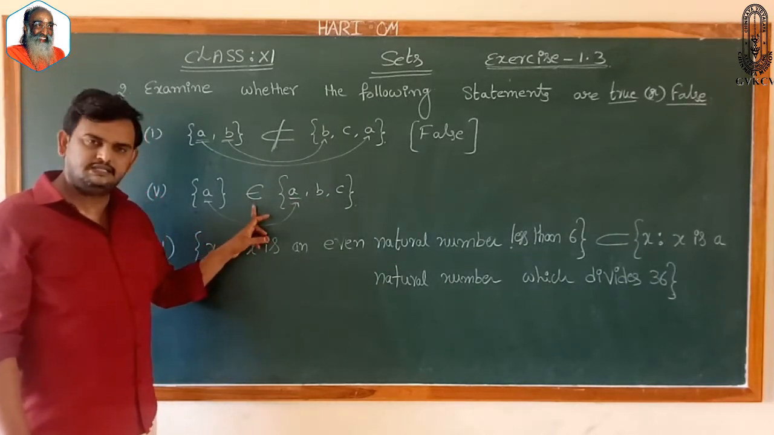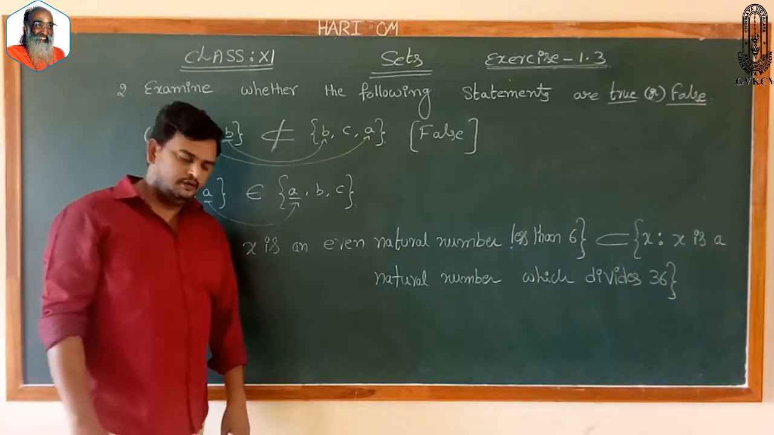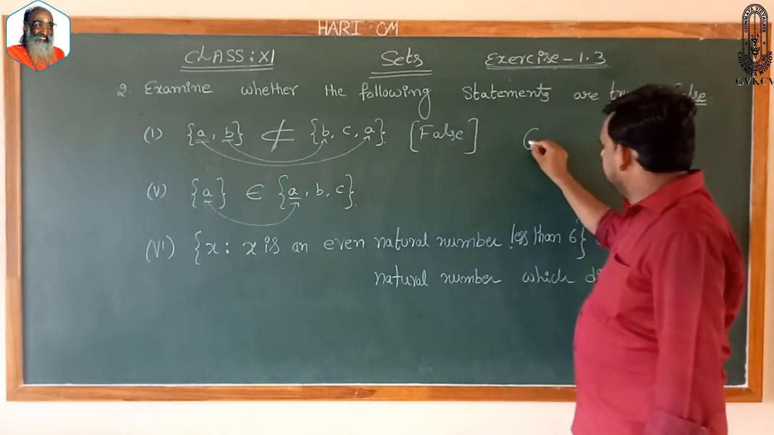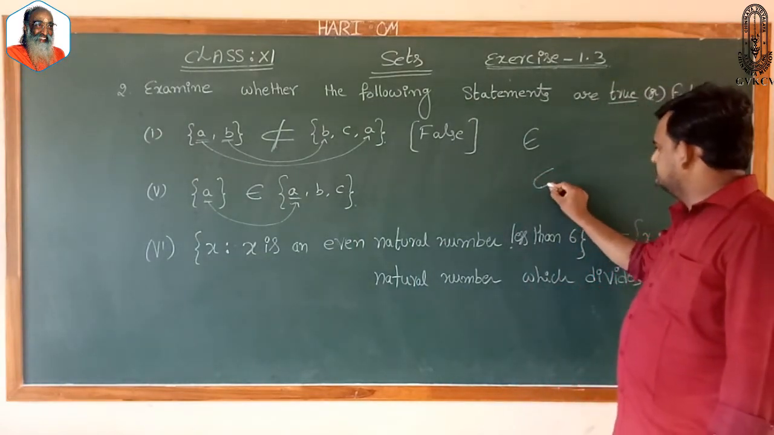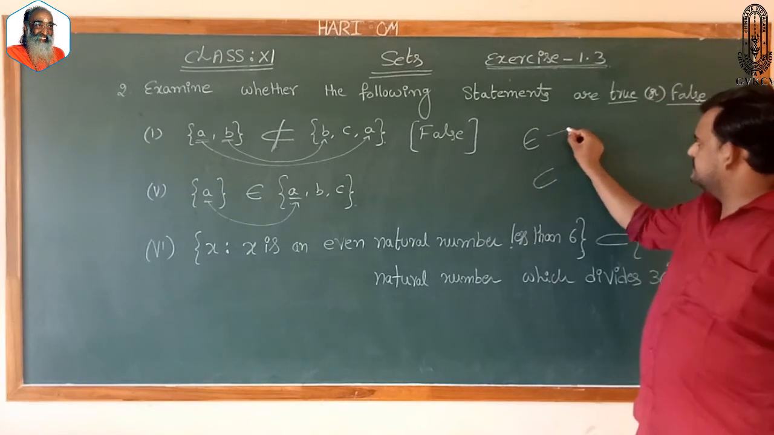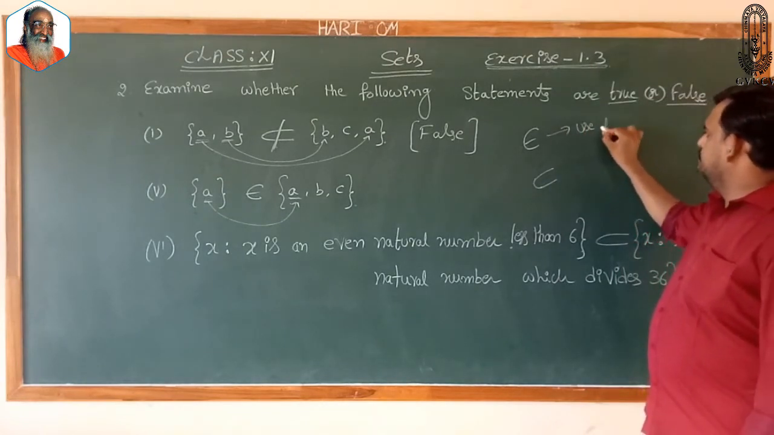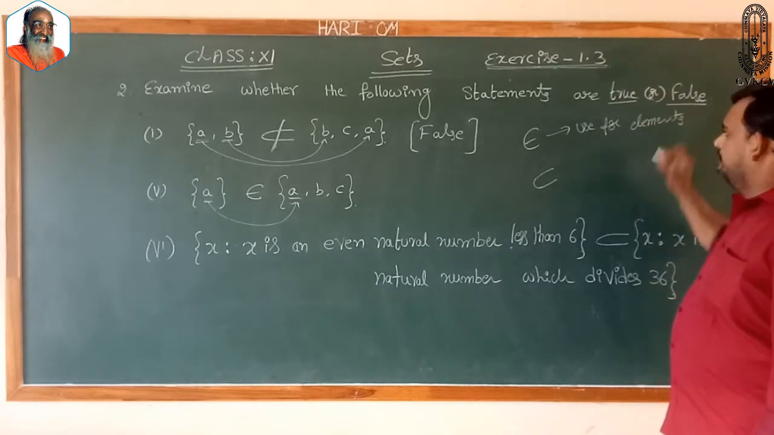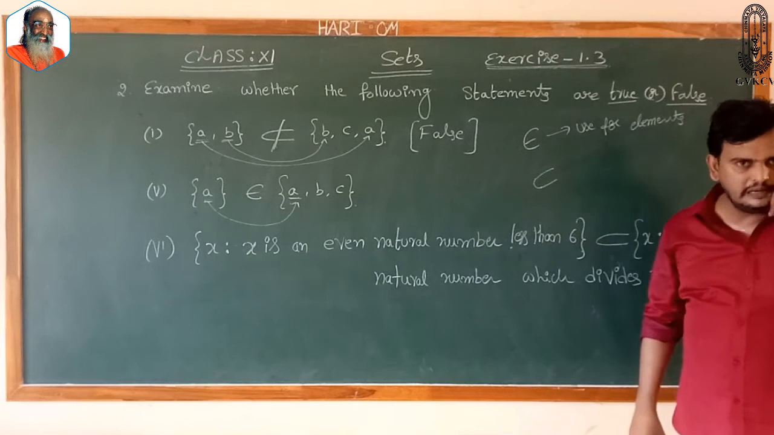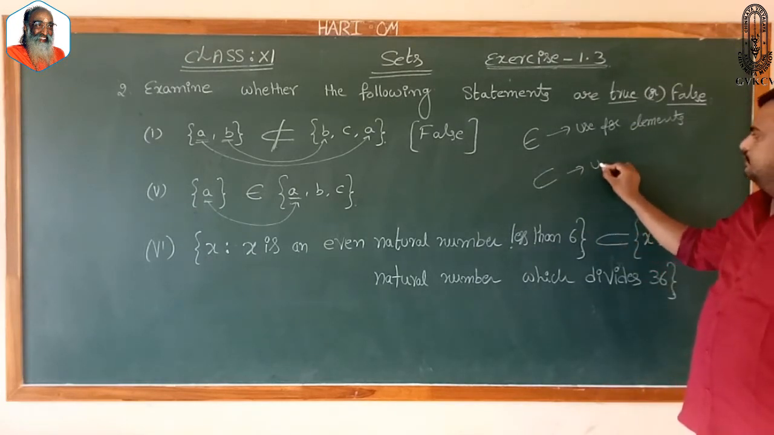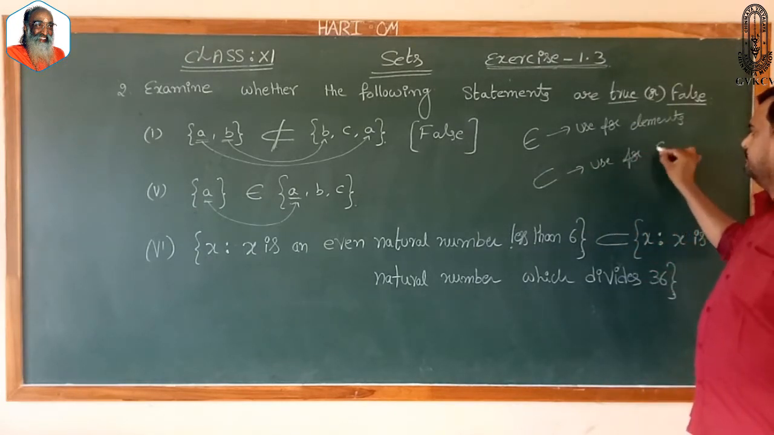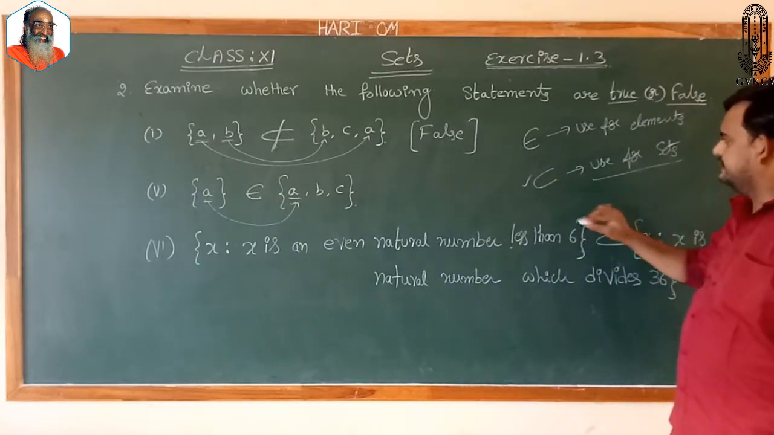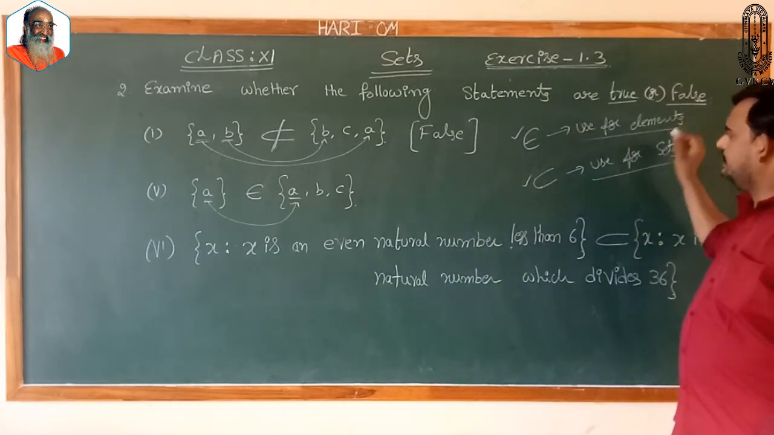Now here they have given the symbol belongs to. You have to know the difference clearly between belongs to and subset. The belongs to symbol we use for elements. The subset symbol we use for sets. This is the symbol we use for sets. This is the symbol we use for elements.